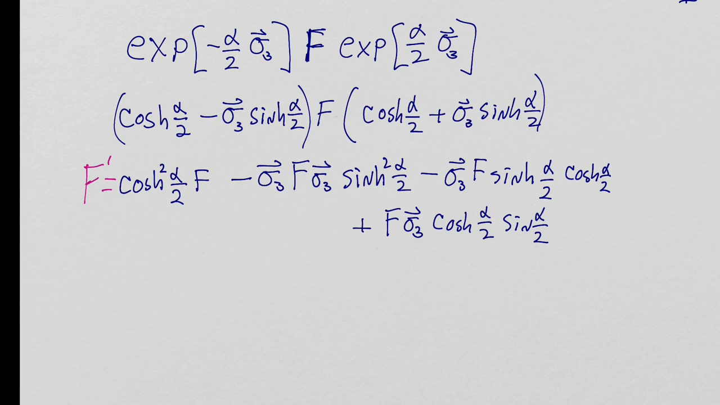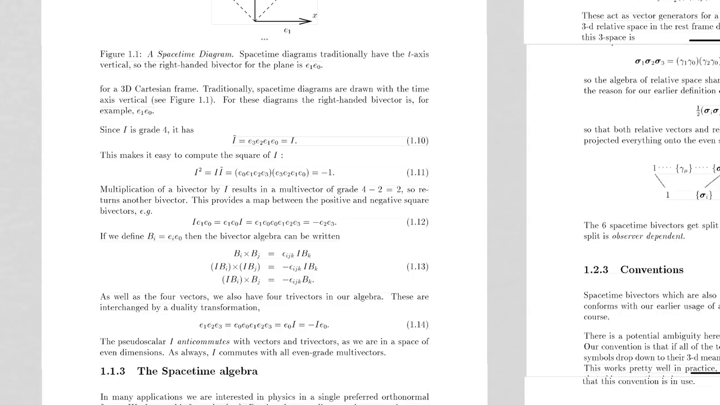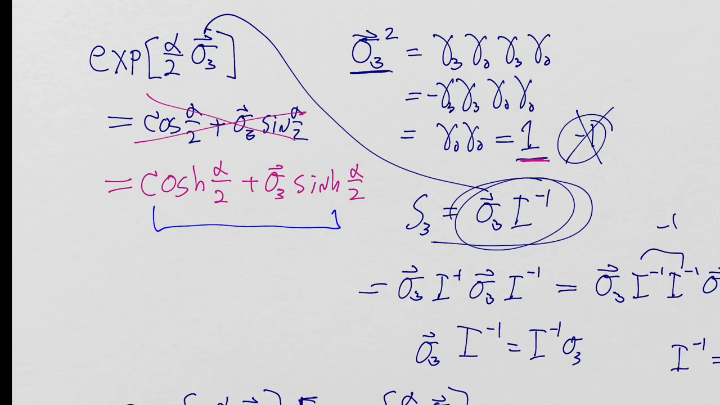So let's go back to our expression here. Again, the conversion of the exponential commutator to a double-sided product makes the expression simpler. So that's pretty simple, I suppose. Note that the only difference in form between the boost 3.57 and the spatial rotation 3.55 is the factor of I in the exponent that changes the signature of the space-time rotation. Yeah, I just went through that. That paragraph here represents this whole story that I just told, with the difference between trigonometric functions and hyperbolic functions.